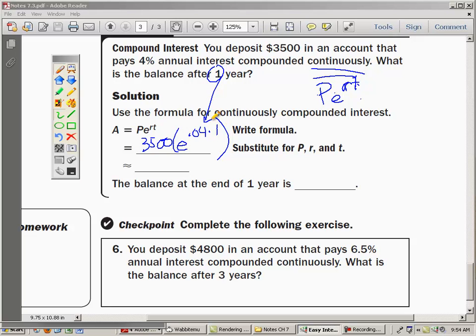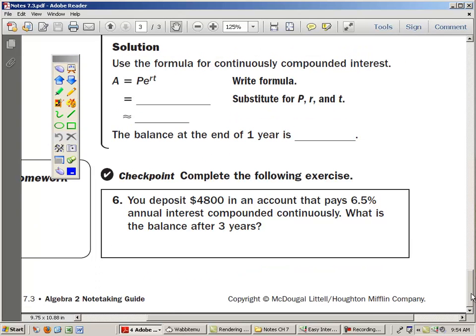When I plug all that in my calculator, 0.04 times 1 is just 0.04, e to the 0.04 power, and then times 3,500, you end up getting about $3,642.84. And so my balance is roughly $3,642.84. Now, if you did that same example with 4% interest compounded yearly, we would not get nearly as much money, because the more frequently we compound, the more money we get. Let's go ahead and try the checkpoint problem on your own. Let's see how we do.